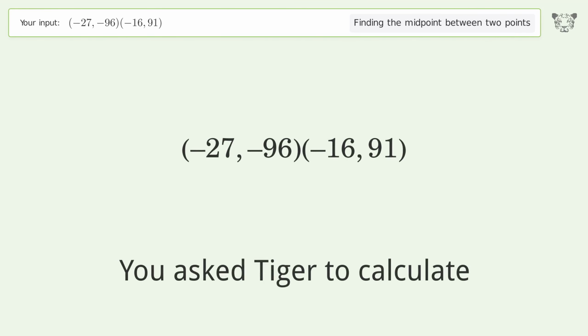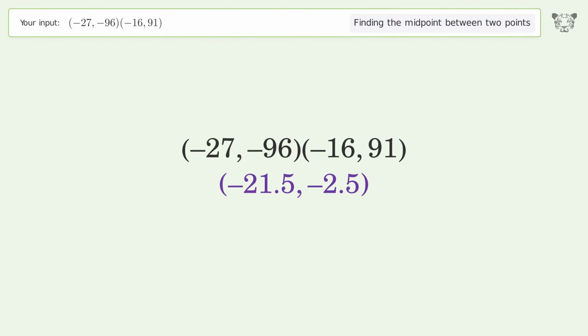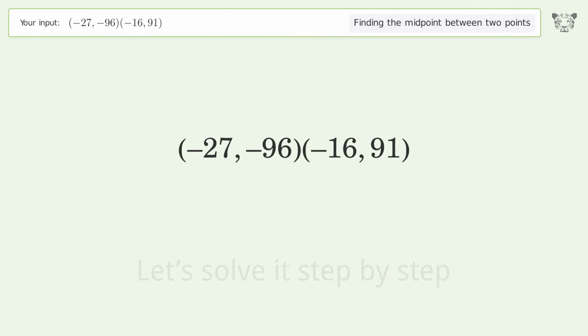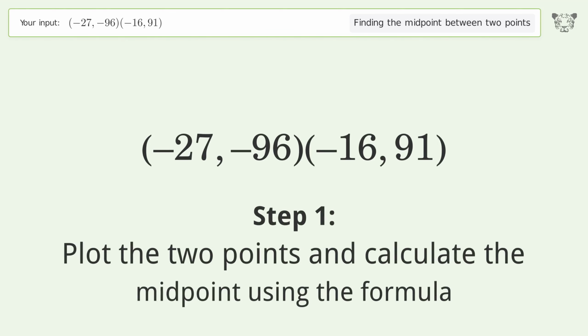You ask Tiger to calculate. This deals with finding the midpoint between 2 points. The midpoint between the 2 points is negative 21.5, negative 2.5. Let's solve it step by step. Plot the 2 points and calculate the midpoint using the formula.